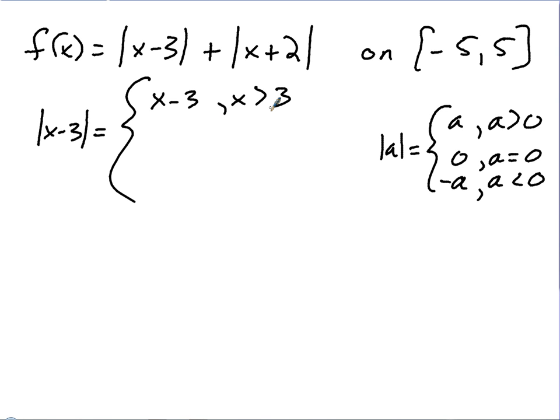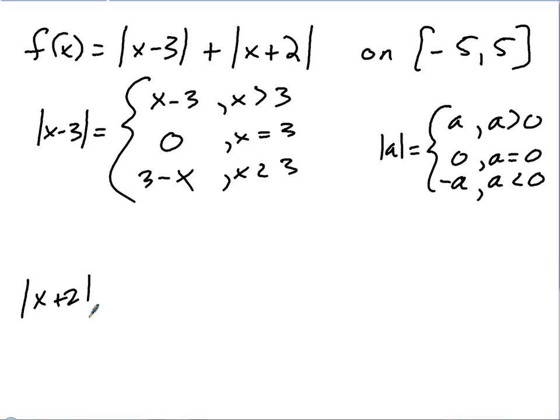Good. And then once you know what the cutoff point is, it's pretty easy to go from there. Then we know that when x is less than 3, we're going to end up with the opposite of this, which is negative x plus 3 or 3 minus x, whatever you want to call it. And then in the middle, when x actually equals 3, that's when this is 0, right? Okay, what about the absolute value of x plus 2?